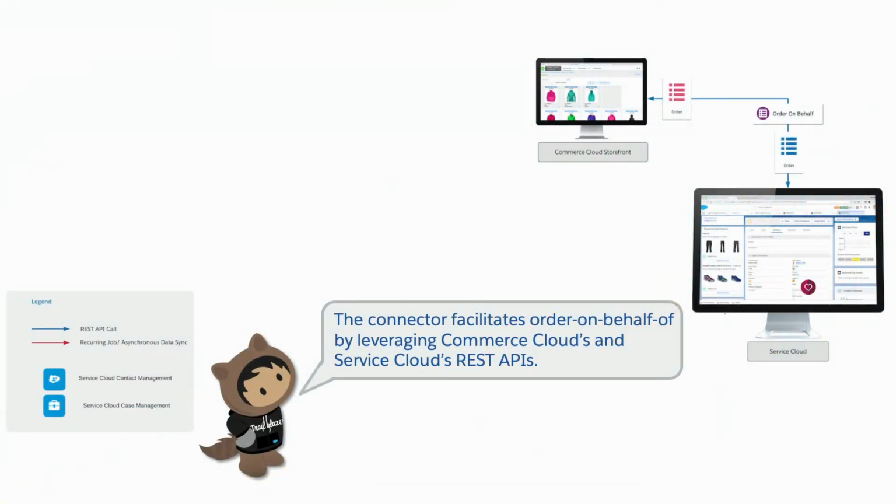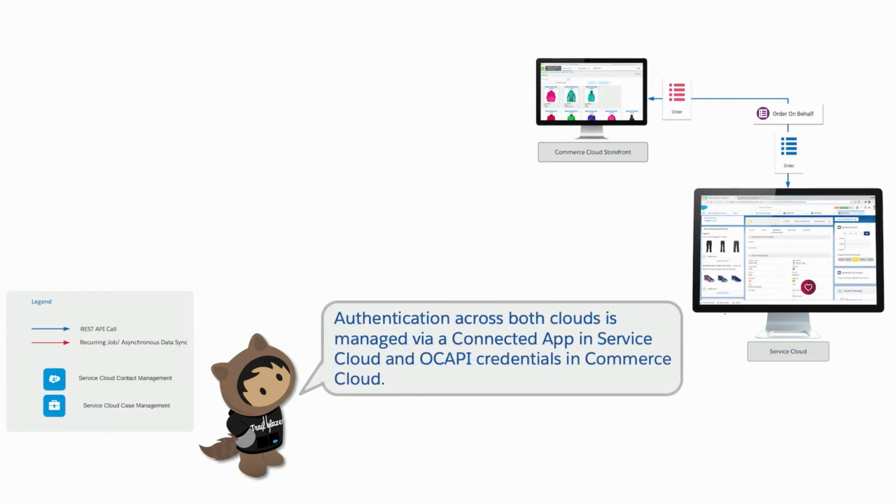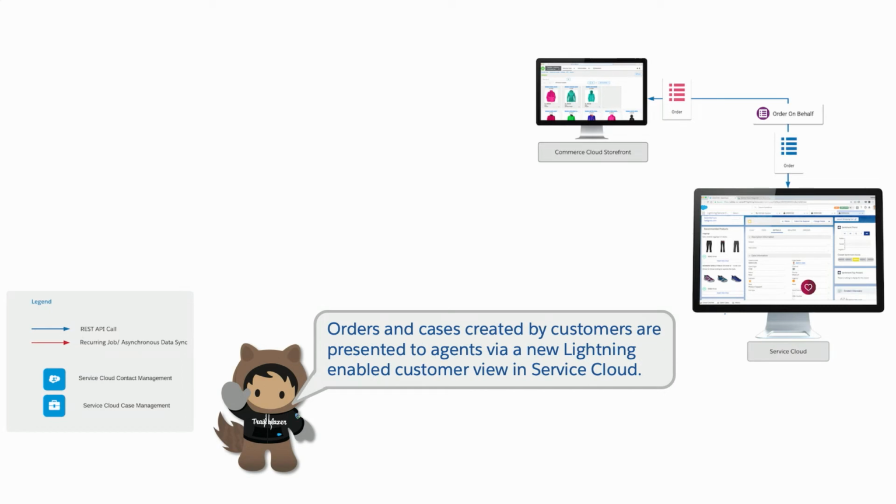So let's do a little bit of a walkthrough now, just showing what the data movement is and what some of the interaction points are. The connector facilitates order on behalf of first by leveraging Commerce Cloud's Open Commerce APIs. We authenticate based on your Business Manager user credentials. Every service agent in Service Cloud will have a pair of named credentials that map back to a Commerce Cloud Business Manager user that has order on behalf of credentials.